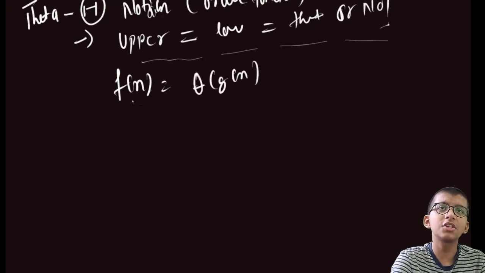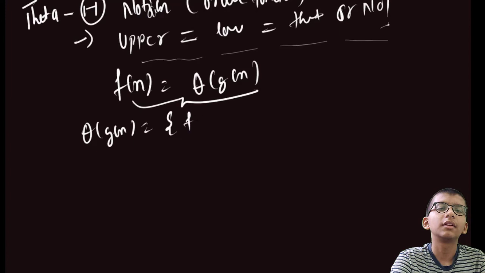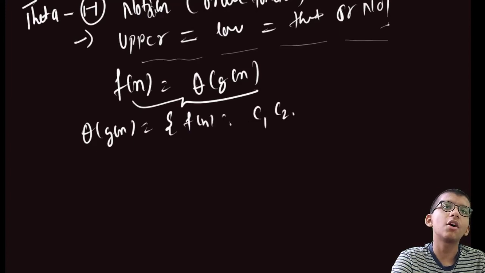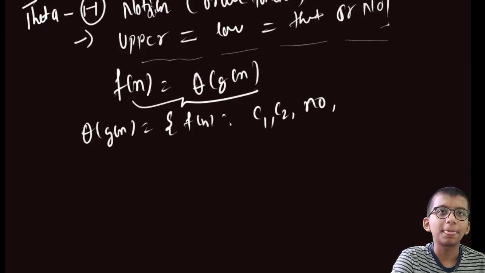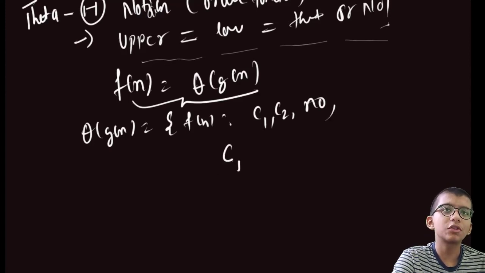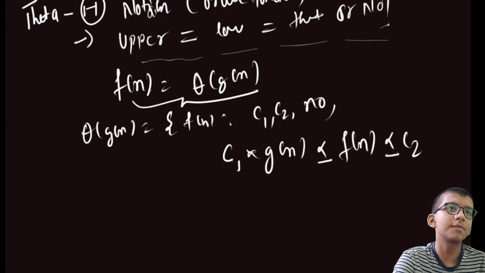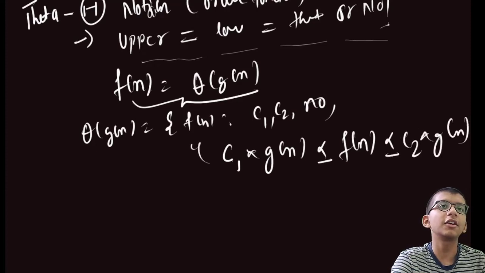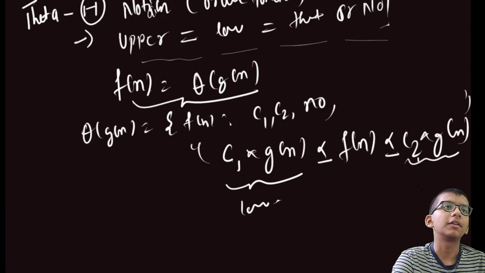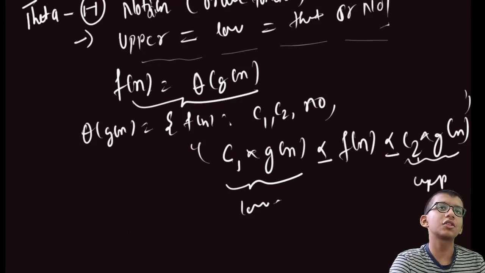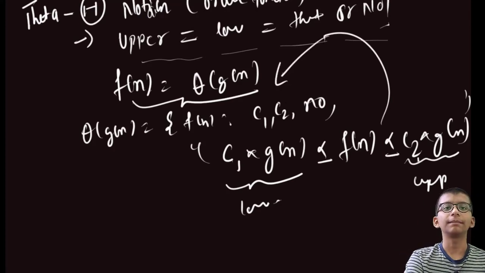For satisfying this condition, there exist c1, c2 and n naught. These are the constants, and c1 would be the lower bound. So c1 times g of n should be smaller than or equal to f of n, and f of n should be smaller than or equal to c2 times g of n. Here we got a lower bound, and here we got an upper bound. This is the condition that we should satisfy to say this f of n is theta of g of n.